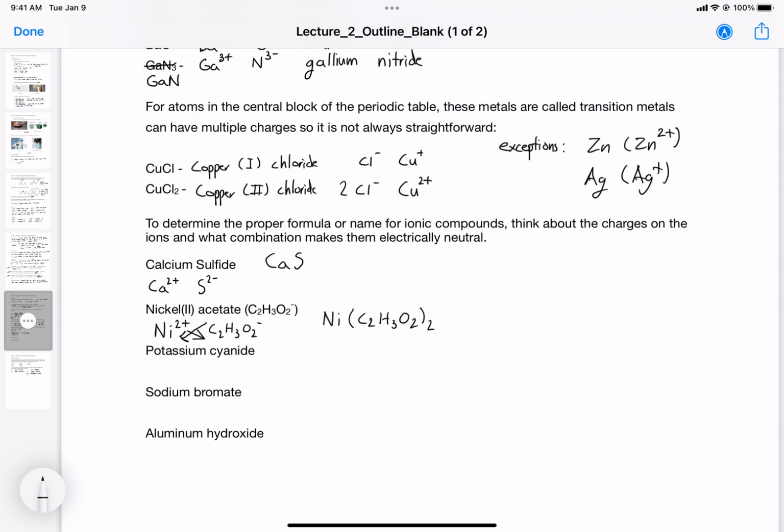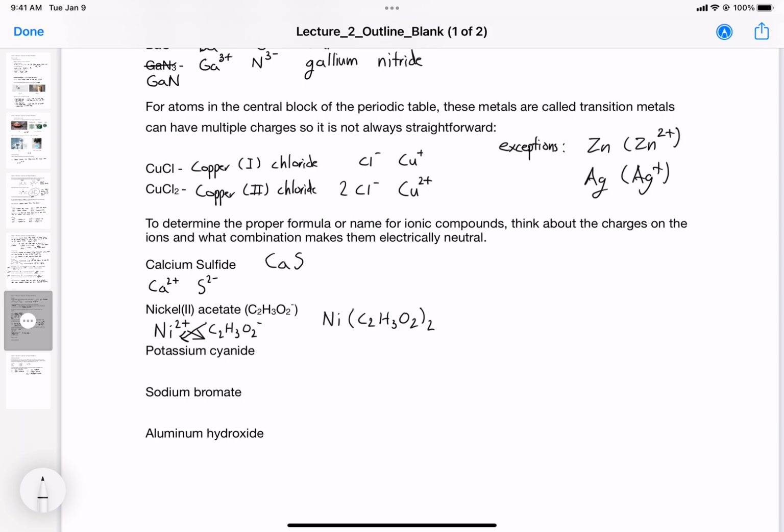So see here, we put the 2 there because since acetate has a -1 charge, we need 2 of them to have a -2 charge to pair up and negate the 2 plus charge on nickel, so we have a neutral compound. So all these compounds are neutral.